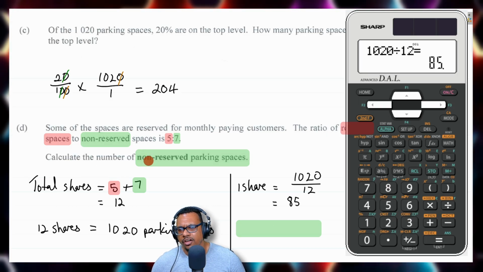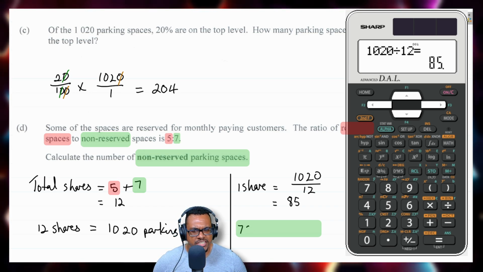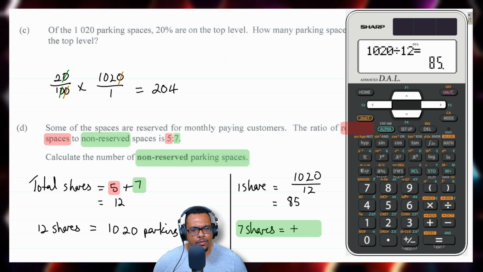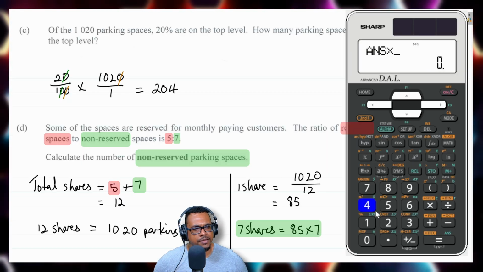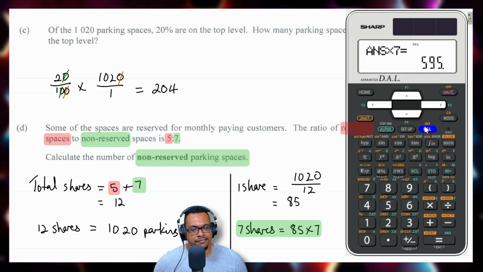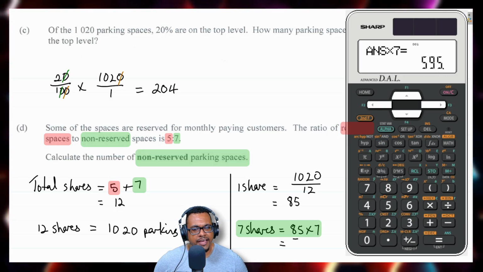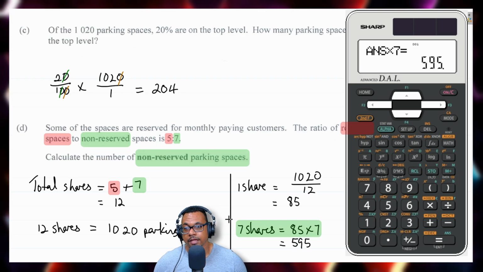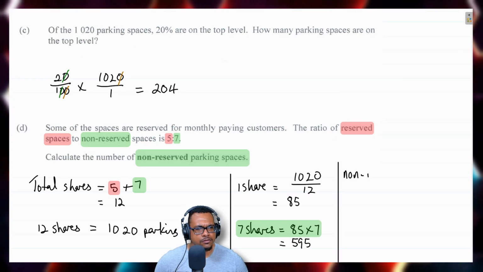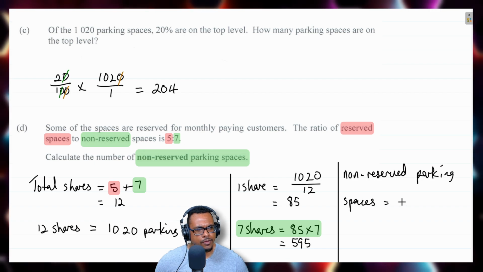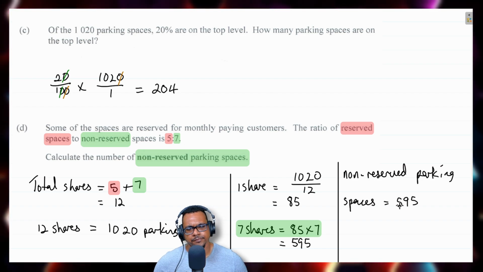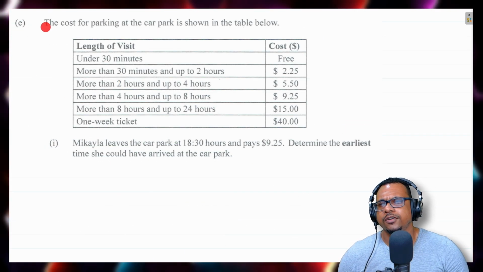And now remember, the non-reserved parking spaces is equivalent to the 7 shares. So 7 shares is equal to 85 times 7. So I'll just take that 85 and multiply it by 7, and I get 595 parking spaces. So the non-reserved parking spaces is equal to 595.